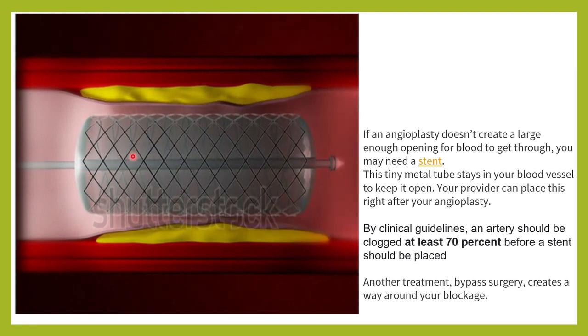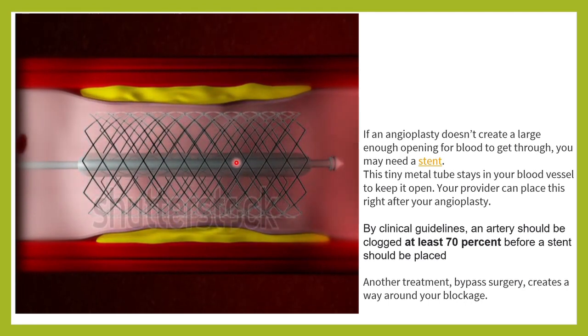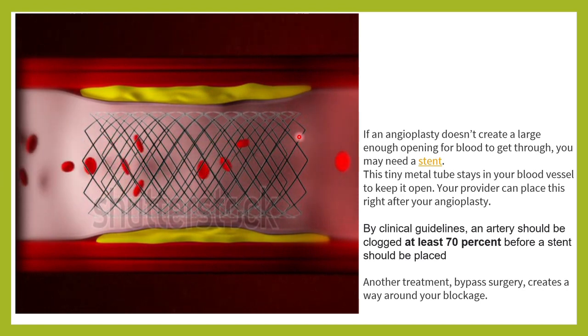So they put a balloon, they inflate it, and they remove the balloon, and then they put a stent here, and now you can see how easily the blood flows. So that is how they put a stent, and that is how they repair this blood vessel. You can see that these are pushed aside and the blood flow is maintained. The artery should be at least 70% blocked before a stent is placed, and in such arteries we can do this stent placing or the angioplasty.